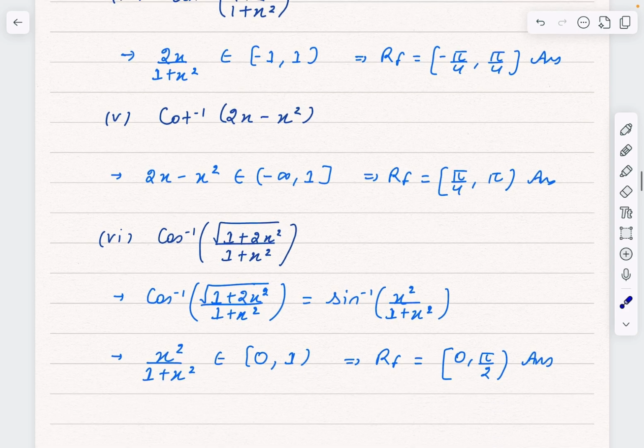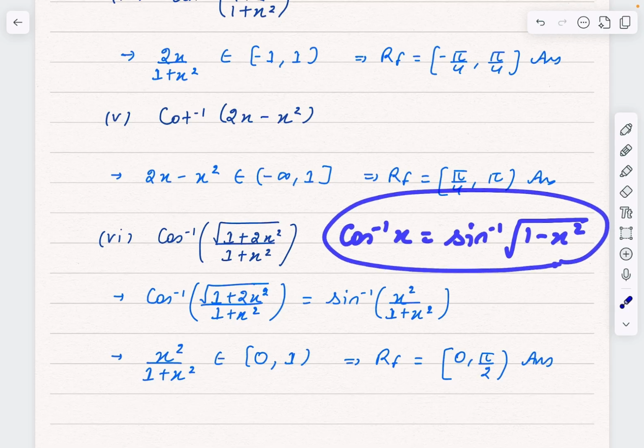Last, cos inverse of square root of 1 plus 2x square by 1 plus x square. First of all, cos inverse of this thing we can write as sine inverse of x square by 1 plus x square. Which formula am I using? I'm using cos inverse x, we can write as sine inverse root of 1 minus x square. Where do we get this from? We'll discuss it in the next concept, where we will discuss this in detail. Right now I'm just using it directly. We get sine inverse of x square by 1 plus x square.